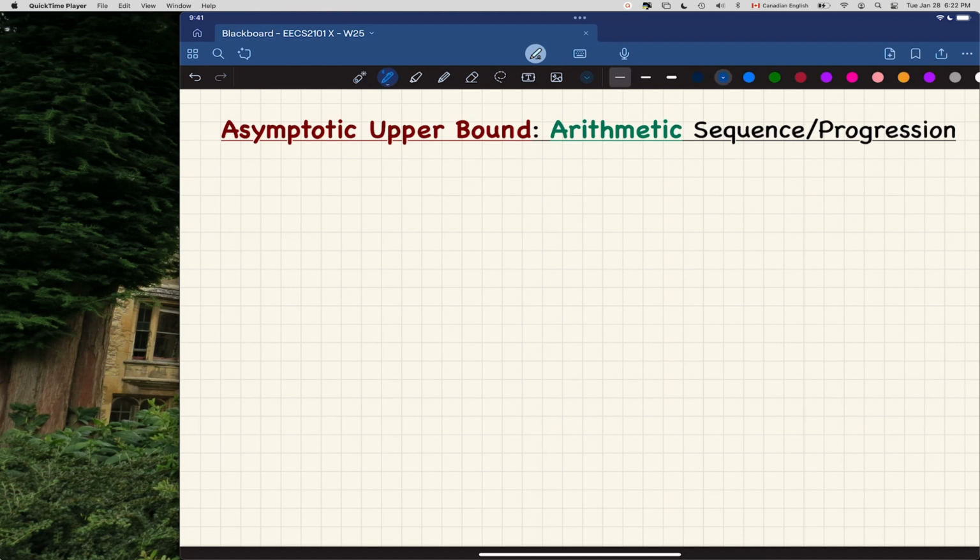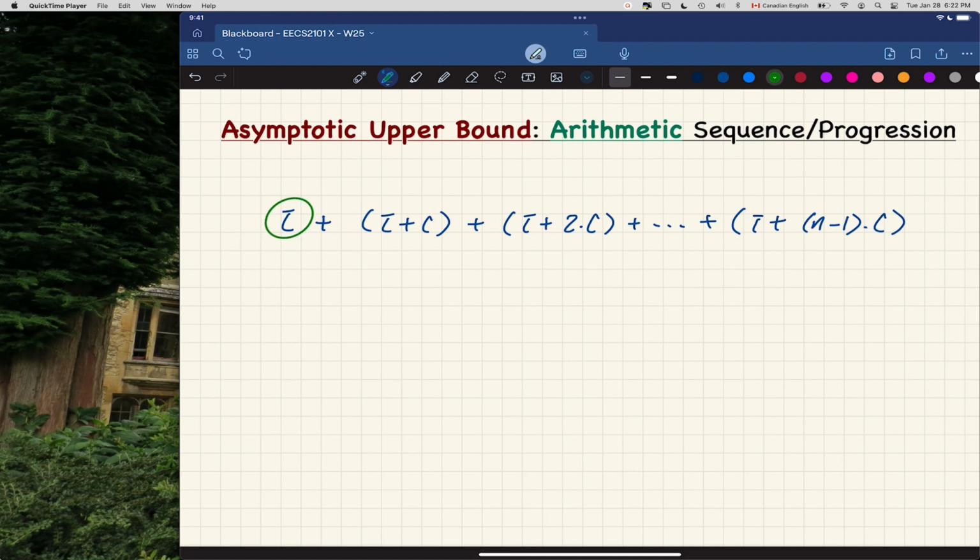So this will be the general form for the arithmetic sequence. You got i here, plus i plus c, plus, let me write down the whole thing and then I'll explain, plus i plus 2 times c, plus all the way to i plus n minus 1 times c. All right, so let's now recall the terms. The first one here, the leftmost term, is called the start term.